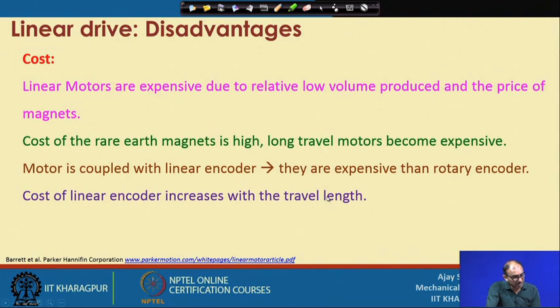So, if you increase the travel length, two things happen. One is the cost of the magnet increases, and another is the cost of the linear encoder increases. So, cost is a big issue for acceptance of this linear drive for different applications.